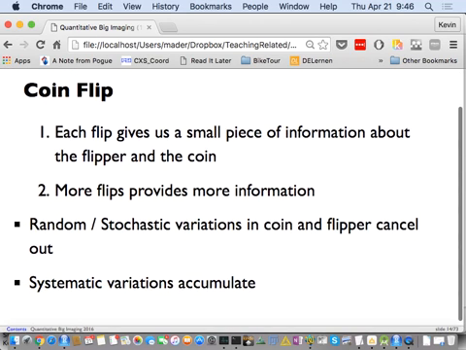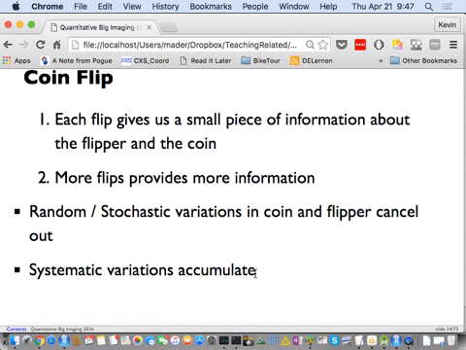And so basically the way you can look at this coin flip is that each flip gives you a small piece of information about the flipper and the coin. And the more flips you do, the more pieces of small information you collect. And so this is the Bayesian approach to these sorts of problems, that this act of flipping and measuring it gives you slightly more information than you had before. So a single flip in itself doesn't tell you anything, and all it does is update what your opinion is about this coin.